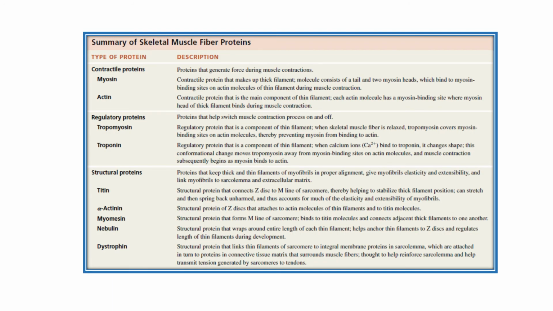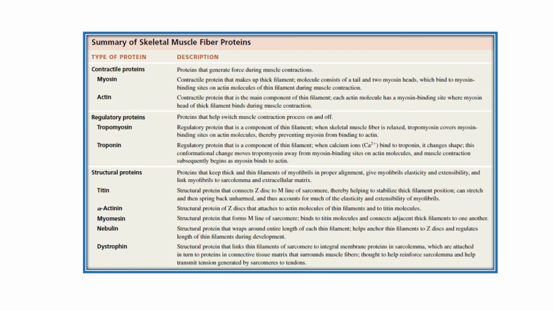Now this is the summary of skeletal muscle proteins. Besides actin and myosin, smaller amounts of two regulatory proteins, tropomyosin and troponin, are also part of the thin filament. In relaxed muscle, myosin is blocked from binding to actin because the strands of tropomyosin cover the myosin binding sites on actin. The tropomyosin strands in turn are held in place by troponin molecules. When calcium ions bind to troponin, it undergoes a change in shape. This change moves tropomyosin away from myosin binding sites on actin, and muscle contraction subsequently begins as myosin binds to actin.